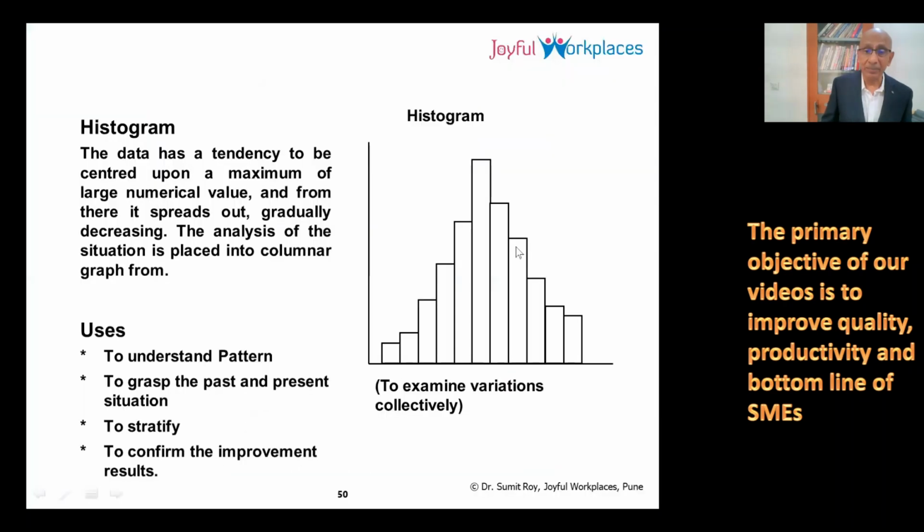So how it is to be done, let us see. Histogram is tool number 5, batch number 2, in the 7 QC tools in order. The data has a tendency to be centered upon a maximum of large numerical value. And from there it spreads out, gradually decreasing. The analysis of the situation is placed into columnar graphical form.